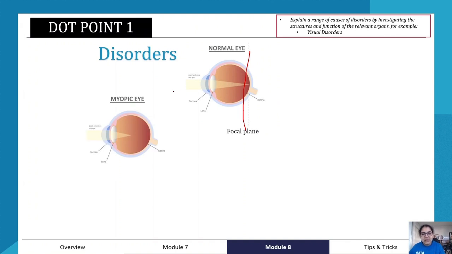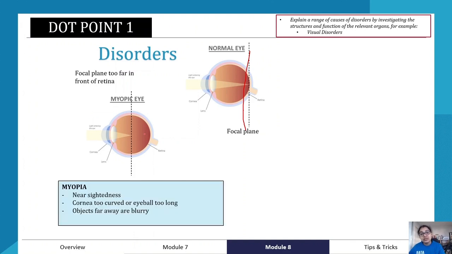Now, what happens is, in a myopic eye, the focal plane is too far in front of the retina, and that means that you're nearsighted. You can read or see things that are close to you very clearly, but things that are far away are blurry to you, because your focal plane is so far in front of your retina. It can happen if the cornea is too curved or your eyeball is too long.